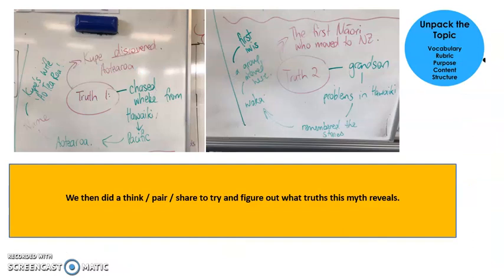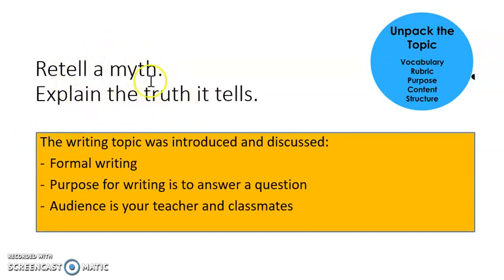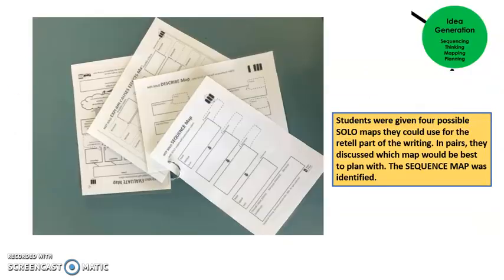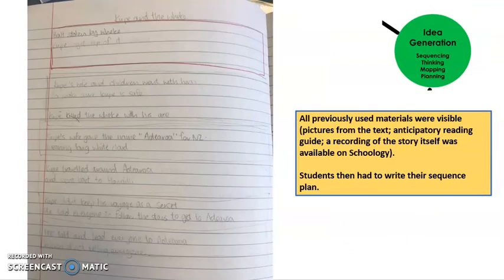So at this point, I then introduced the question they were going to be writing about, and we moved into planning. And these Year 8s, I wasn't sure how capable they were at independent planning, so what I decided to do was give them 4 possible maps that they could use, and ask them to think about, for the retell part of their writing, which would be the best map. Lots of them figured out that a retell would involve writing with a sequence, and so they chose the sequence map. At that point, they were then asked to draw up a sequence map in their books.